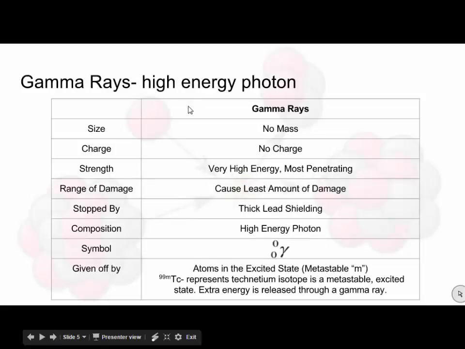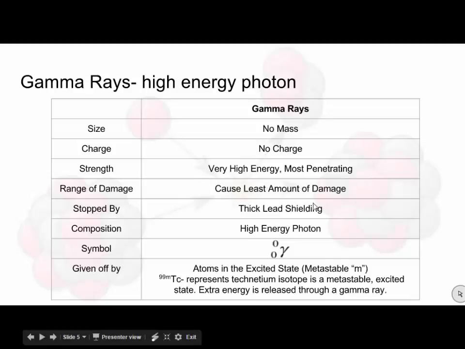And then our last particle, which is actually a ray. Gamma rays are high energy photons of light. They have no mass and they have no charge. But they are the highest in energy, and because of this, they have the most penetrating power. So they can go through more things.